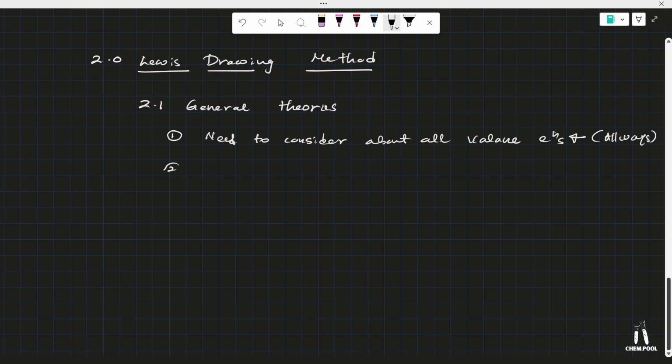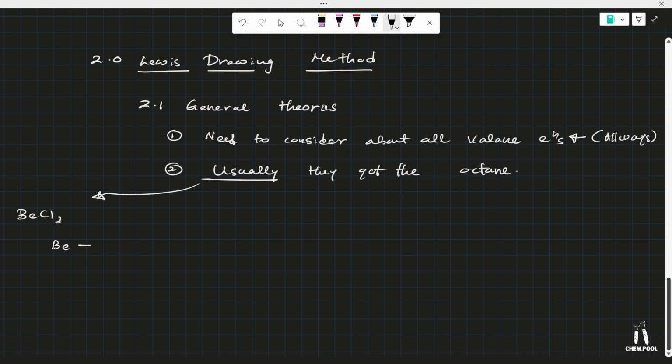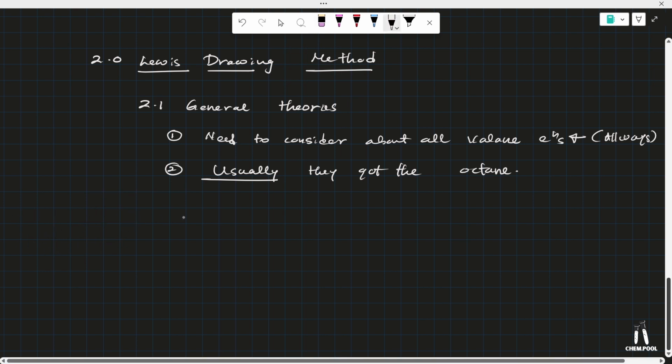Then another one, usually they got the octet, right? Why I am here with the usually? When we draw the structure of beryllium chloride, this beryllium not get the octet, right? It's only have 1 2 3 4, 4 electrons, right? Therefore it's not occupied the octet, but it's the stable molecule.